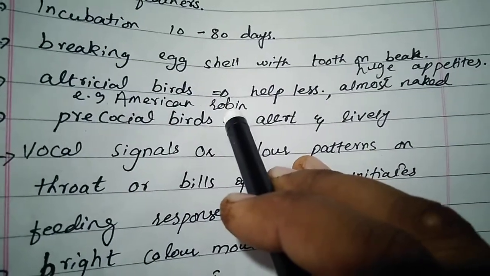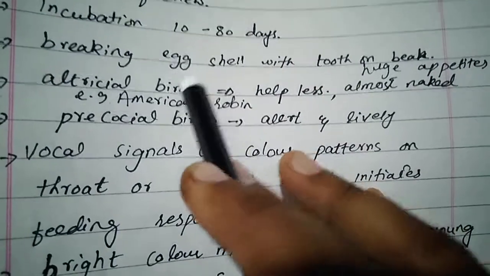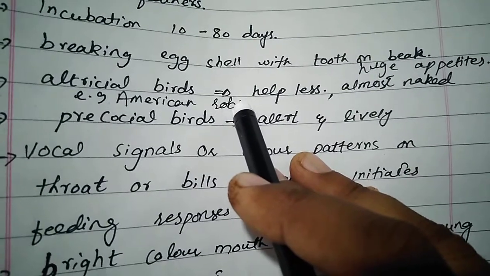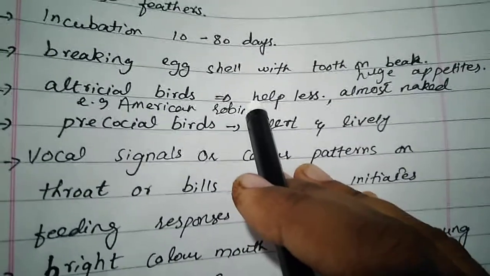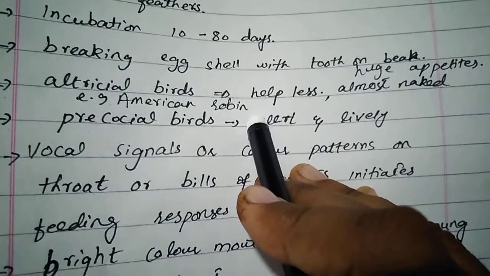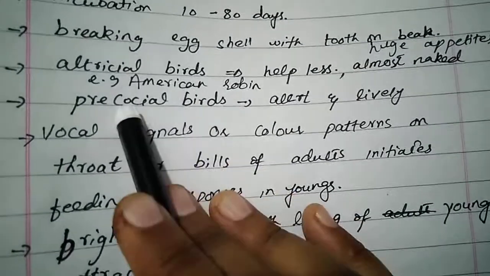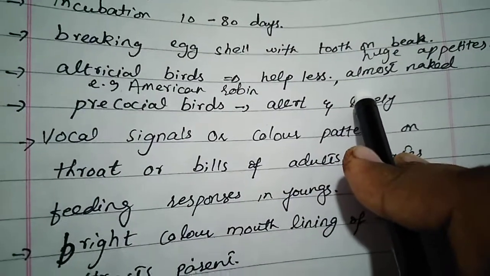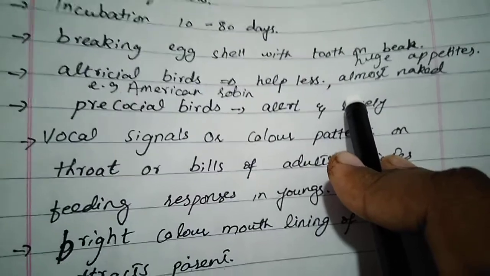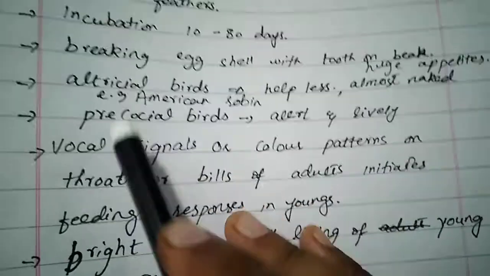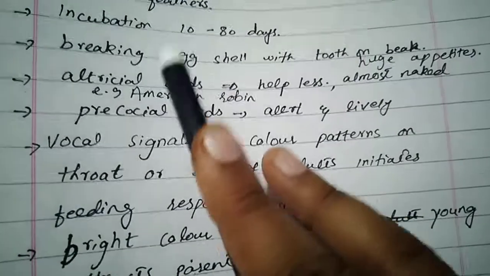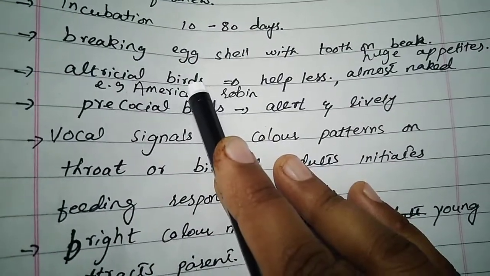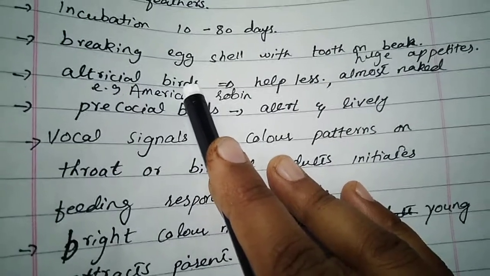At the time of its birth, it has a weight of approximately 6 gram, but after 13 days, when it leaves its nest, it has a weight of 57 gram. The other type of birds are the precocial birds. They are alert and active. They can run, swim, walk. At the time of their birth, their body is covered with downy feathers. Altricial birds are fed by their parents.